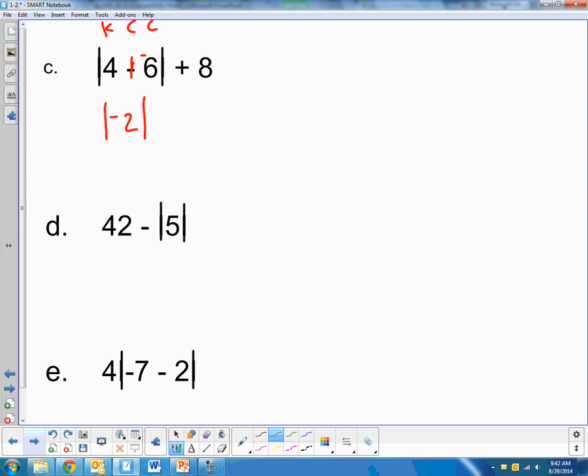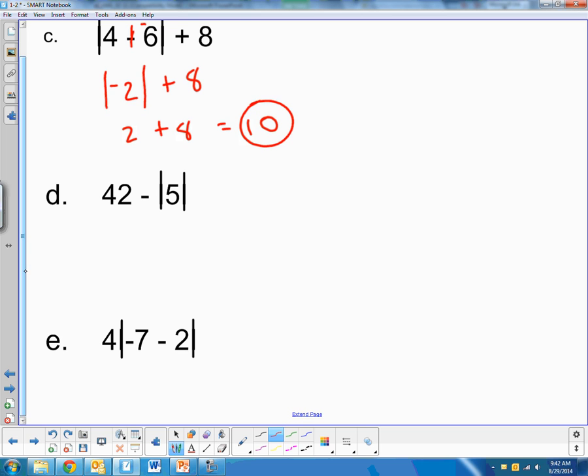Absolute value bars have not gone away. They're still there. Plus 8. Also, I've not dealt with the 8 yet. It's still there. Absolute value of -2. Well, -2 is 2 away from 0. Plus 8. 2 plus 8, that I can do, get 10. Final answer.